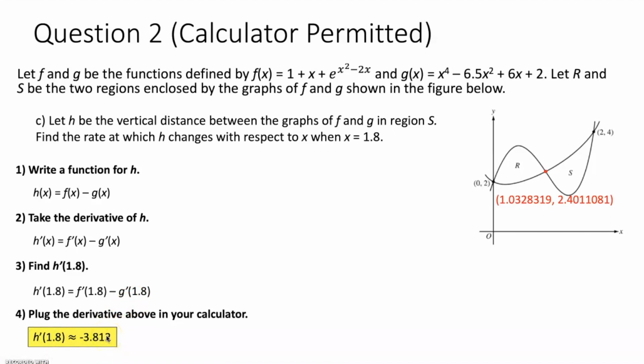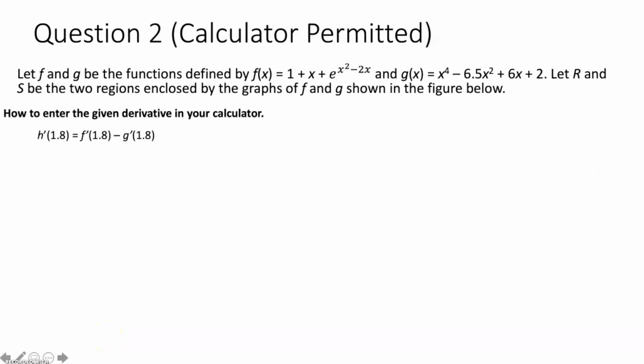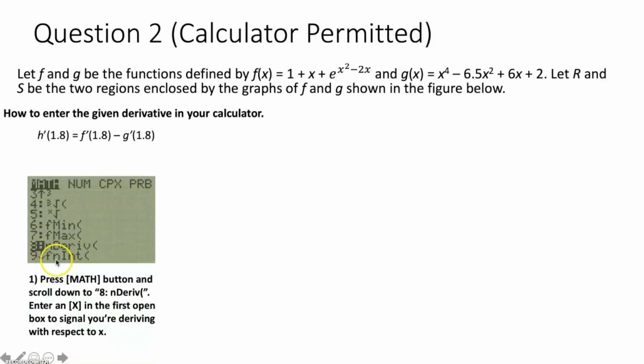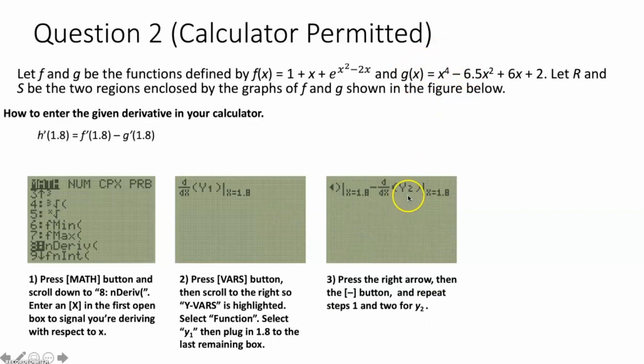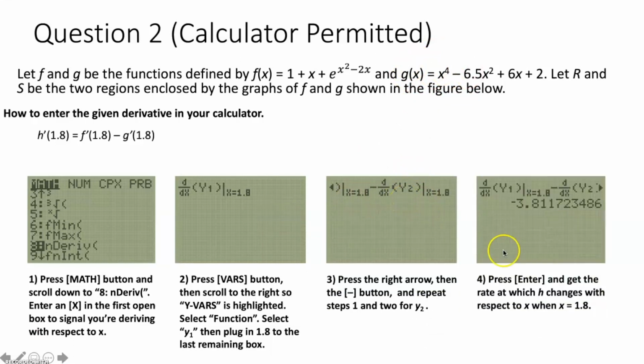Now, just to be sure, I want to make sure you know how to enter this in your calculator. You need to press the math button and scroll down to 8, which is the derivative function. Then make sure you are taking the derivative with respect to x, enter your function, or use the variable that corresponds with that. Then at the end, put 1.8 because we're evaluating the derivative of f of x at 1.8. Then subtract, and then repeat the process for g of x, or y sub 2. Press enter, and that should give you the rate at which h changes with respect to x at x is equal to 1.8.